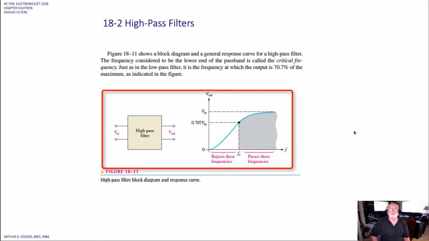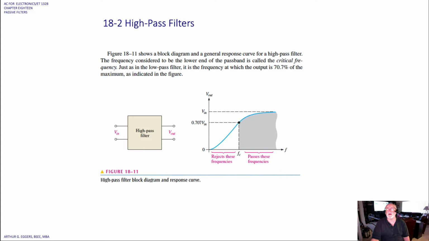The frequency considered to be the lower end of the pass band is called the critical frequency. Just as in the low pass filter, it is the frequency at which the output is 70.7% of the maximum. Okay, so that's your general description of what we're going to be looking at here. So we'll look at some of the math now associated.